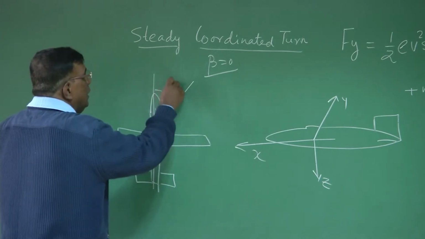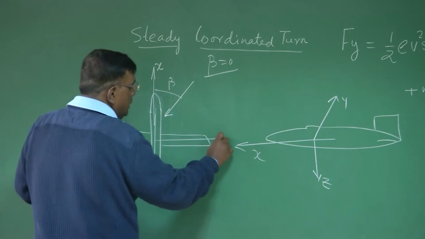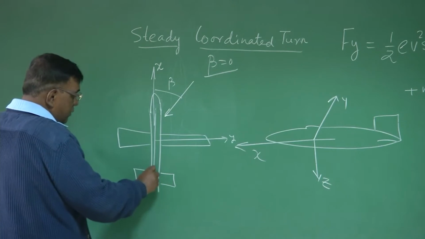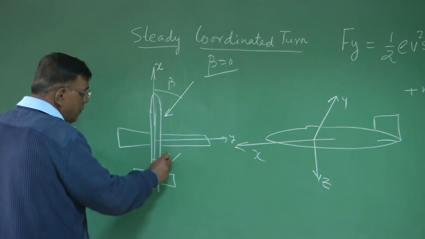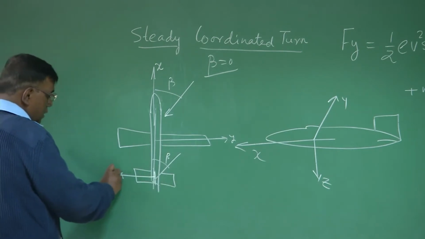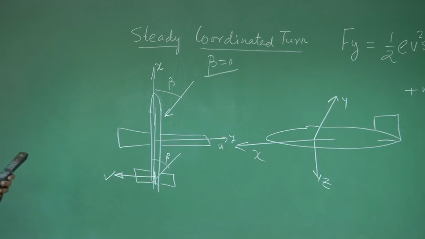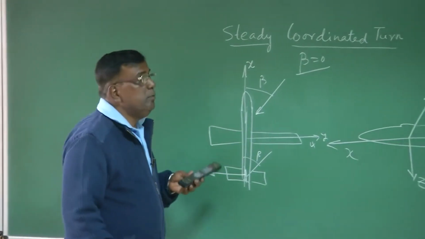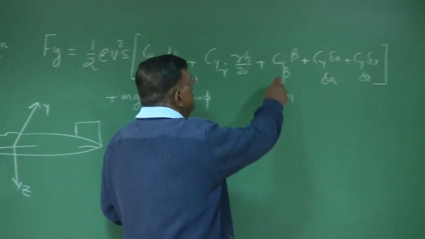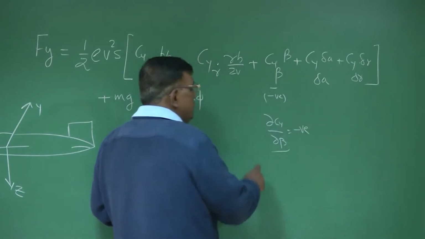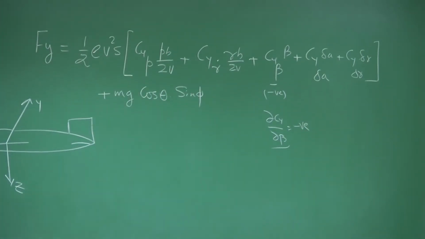If this is positive beta, I know by convention this is X, this is Y, and Z is inside the board. For positive beta, this vertical tail which is here will also see positive beta. So there will be a force in this direction, and this direction is opposite to the positive Y direction. So this Fy because of beta is negative, or we say dCy by d beta is negative. This is dCy by d beta, which says per unit beta, how much Cy will change; direction-wise, that is negative. We understand this, right?